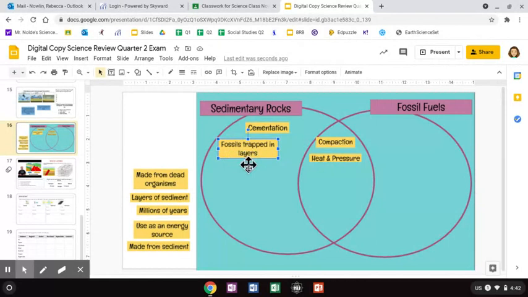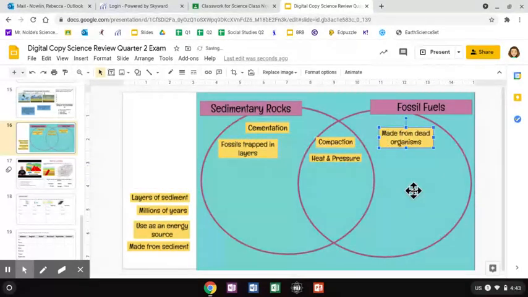So they don't change into oil. The fossils themselves are just the remains of the animals or the plants. So that goes here. We always find fossils in sedimentary rocks because of the layering. Okay, made from dead organisms would go under fossil fuels only. While sedimentary rocks can contain fossils, they're not made of organisms. They're made of sediment. And so that brings us to the next one.